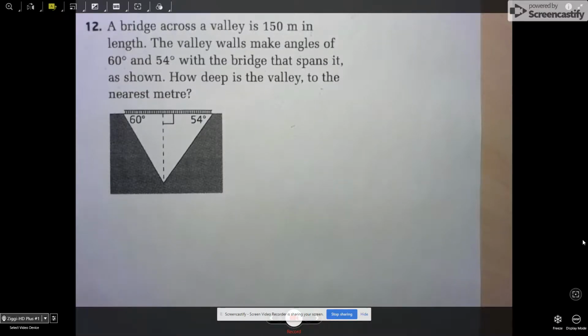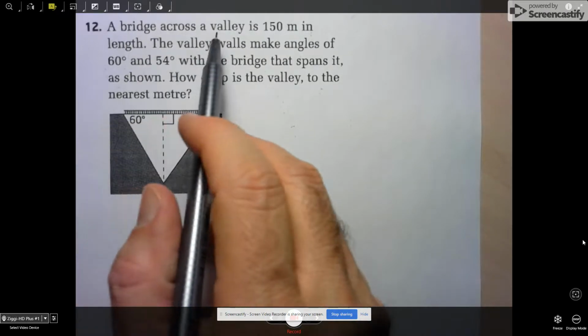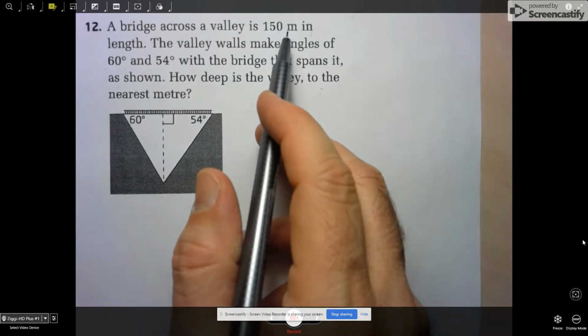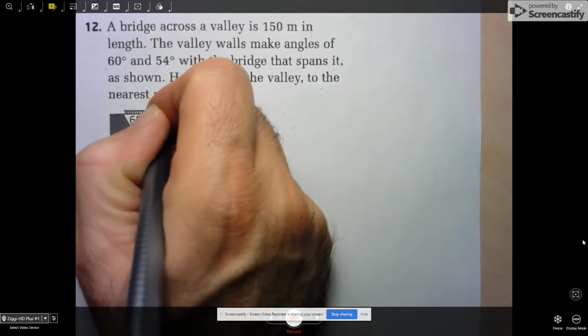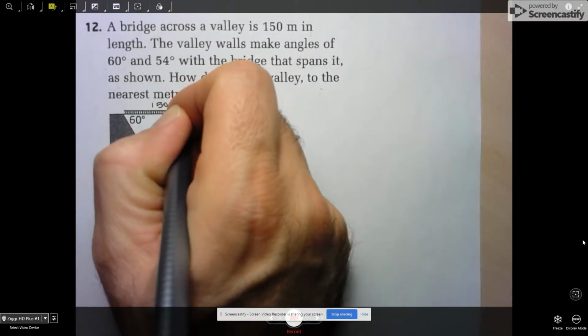Hi folks, we're going to take a look at number 12 from page 403. They tell us that this bridge across the valley is 150 meters in length, so I can add that to my diagram. It wasn't included, so this bridge here is 150 meters long.